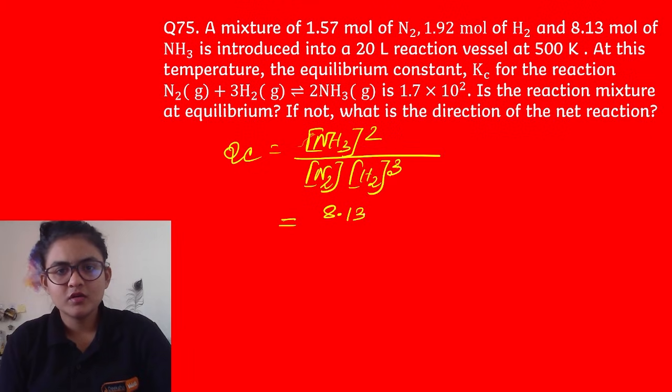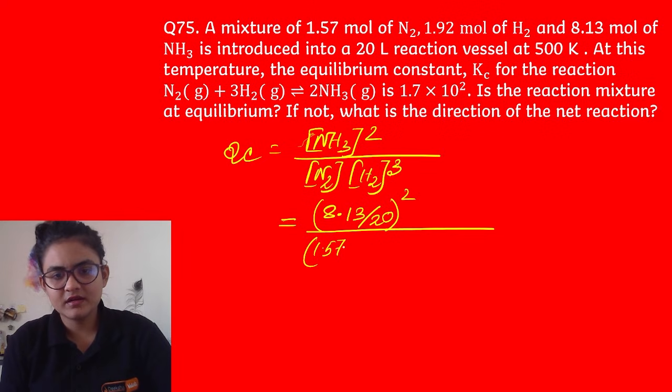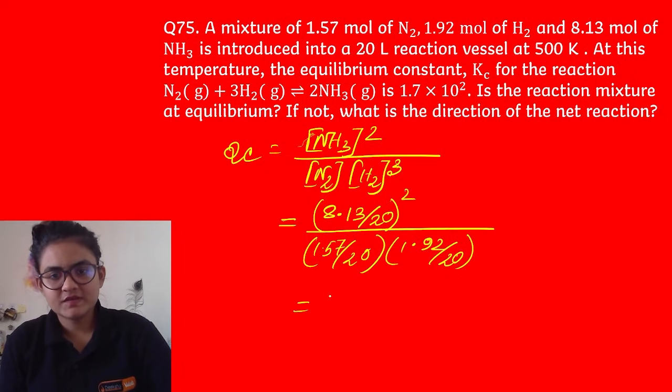8.13 mole. Okay, so now in 20 liter, right? So divided by 20, whole square, divided by again 1.57 divided by 20 into 1.92 divided by 20. So mole per liter here, square and below also it will be getting cancelled out. So if you just find out the value, it will come up to be something like 2.38 into 10 cube. That is a QC value.